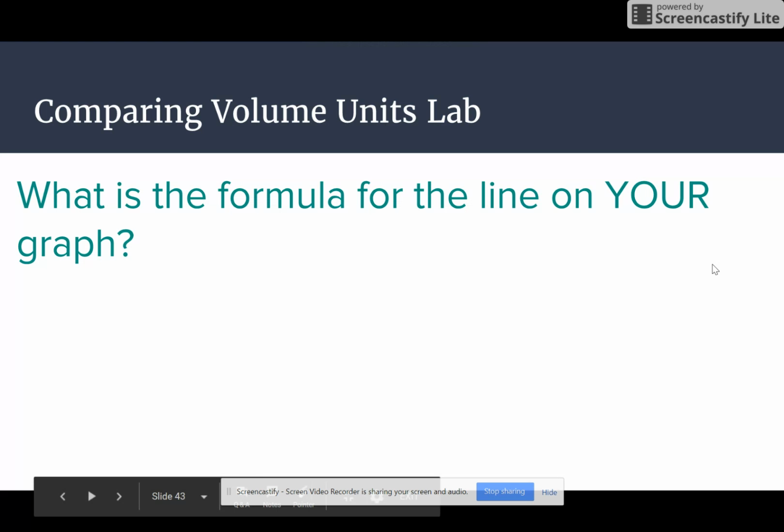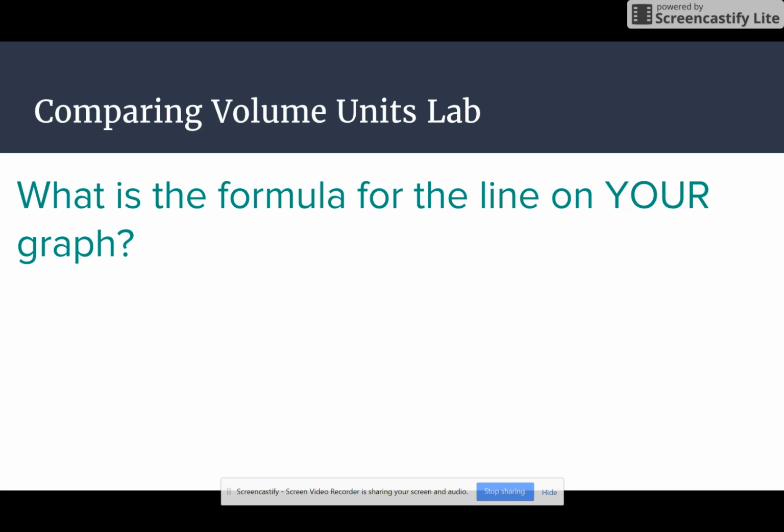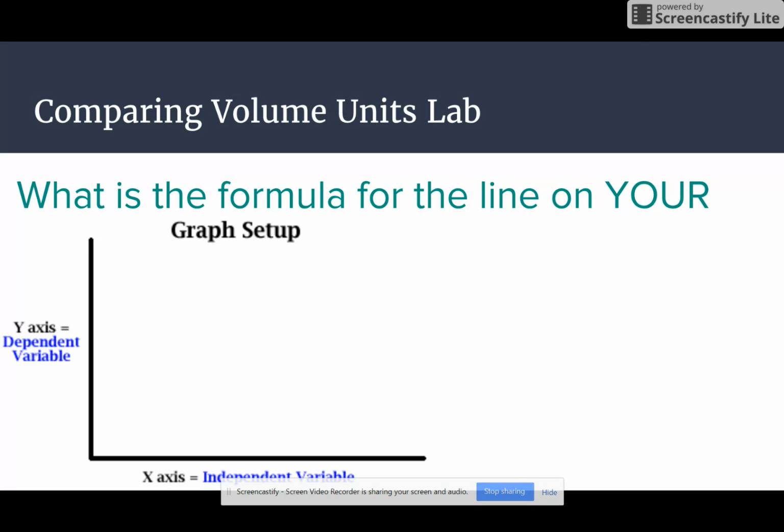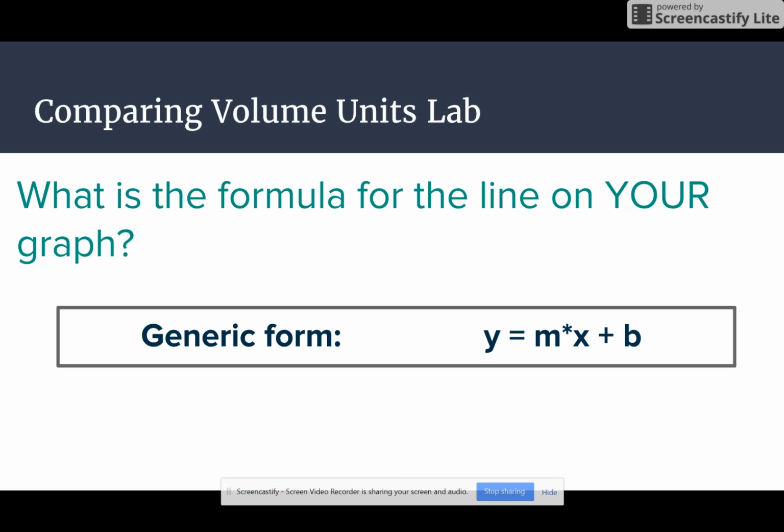I'm going to talk to you today about the post-lab discussion for the lab comparing units of volume. One of the first questions is, what is the formula for the line of your graph? We have a graph with a y and x axis. On the y-axis, specifically for this lab, is the calculated volume in cubic centimeters. The x-axis is always the independent variable. For this specific lab, it is measured in milliliters.